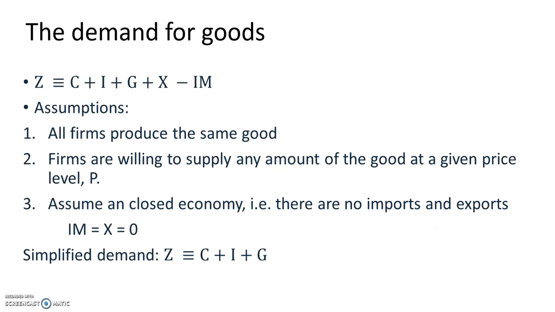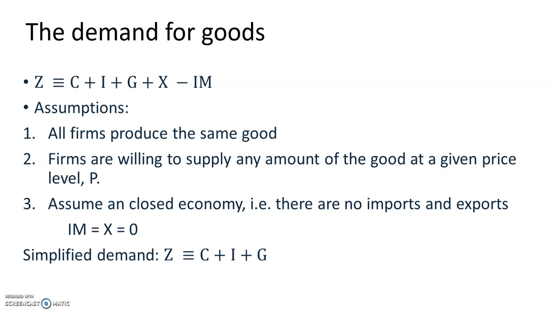The demand for goods. Denote the total demand for goods by Z, and using the decomposition of GDP we spoke about, we can write Z as the sum of C plus I plus G plus X minus IM. We need to think about the determinants of Z, so let's look at the assumptions. We assume that all firms produce the same good. We assume firms are willing to supply any amount of the good at a given price level P. We assume that the economy is closed, so this implies that there are no imports and exports, so both imports and exports are zero.